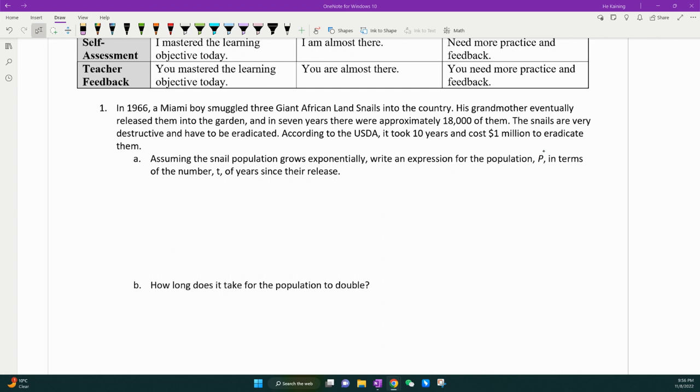This question says in 1966, a Miami boy smuggled 3 giant African land snails into the country. So 3, no matter what it is, circle all the numbers first, okay? Based on this story, we know that this is going to be our initial, because you have 3 snails at the beginning. His grandmother eventually released them into the garden, and 7 years later, there are approximately 18,000 of them. So this is scenario number 1. This is going to be one pair of good info, one pair of good info to help you find a rate, right?